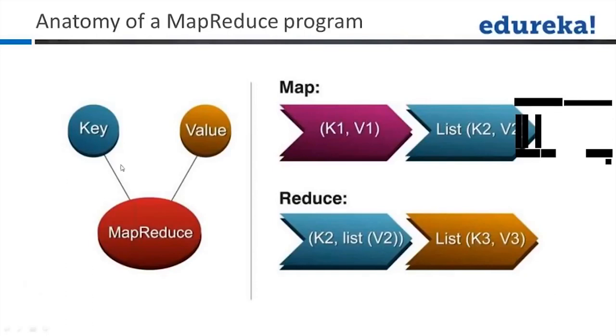Is that clear, guys? Just give me one second. I want you to look at this. I'll explain what this list K2 V2 is, what K2 and list V2 are, and what list K3 V3 is. These are the four steps which we have, and I will explain it. I want you to just keep this in your mind.